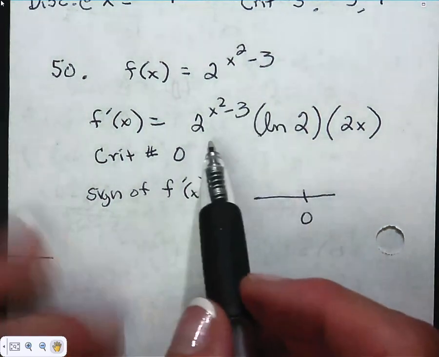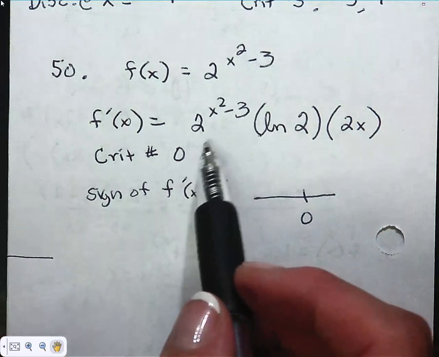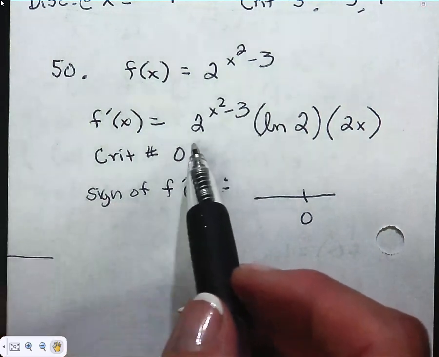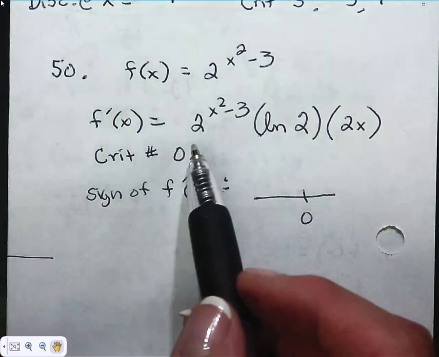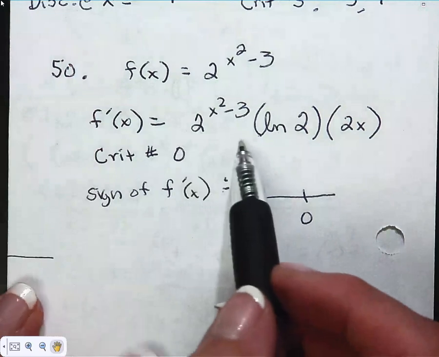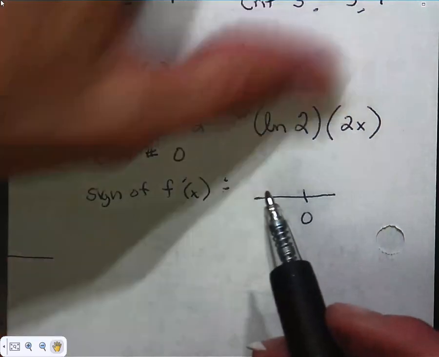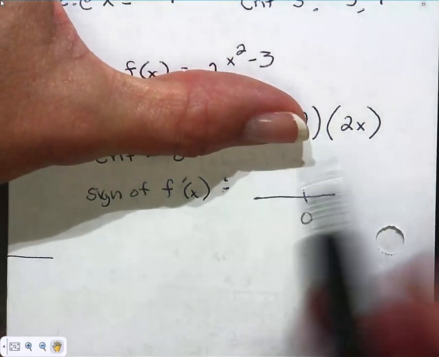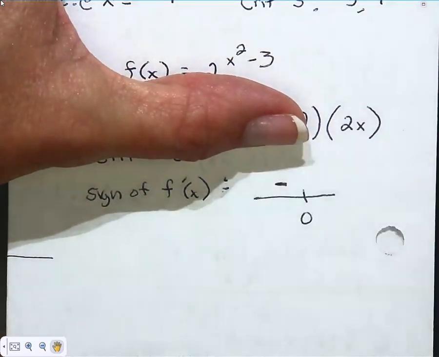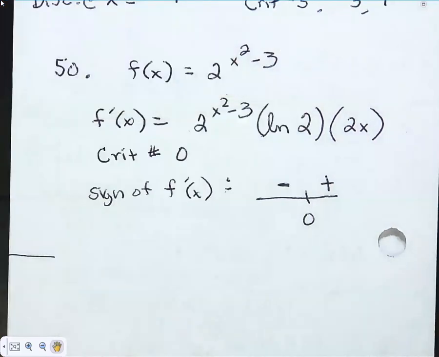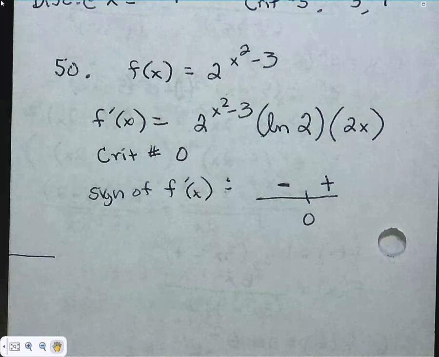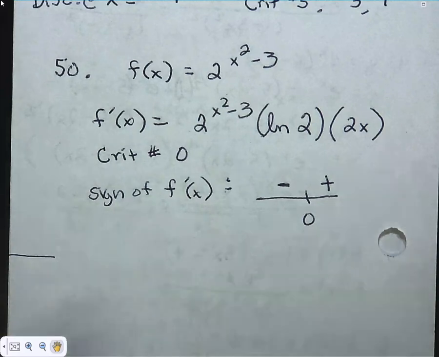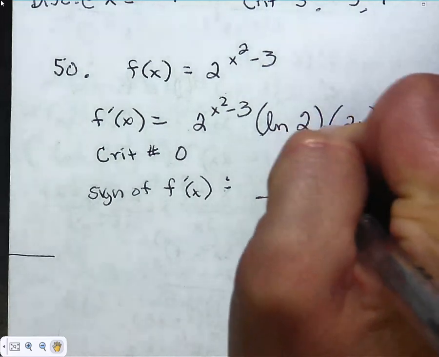What do you know about the sign of the 2 to the x squared minus 3 part? It's always positive. 2 to any power gives you a positive number. Even if it gives you a fraction, it's still a positive fraction. Natural log of 2 is always positive. So you don't even need to worry about those two factors. Anything less than 0 is going to make the derivative negative. Anything greater than 0 is going to make the derivative positive. So it's decreasing from negative infinity to 0, increasing 0 to infinity with a relative what at 0? Relative min, because it went from downhill to uphill.